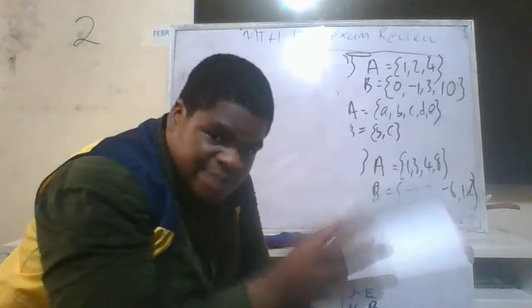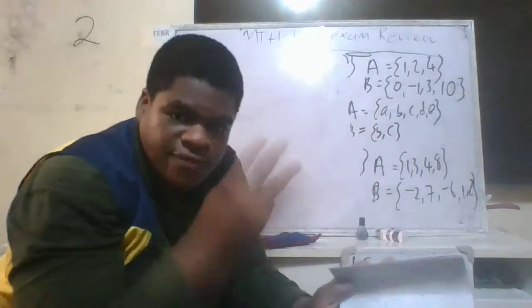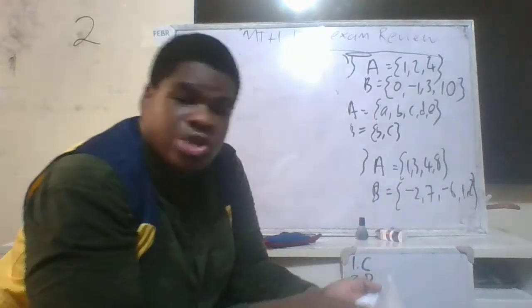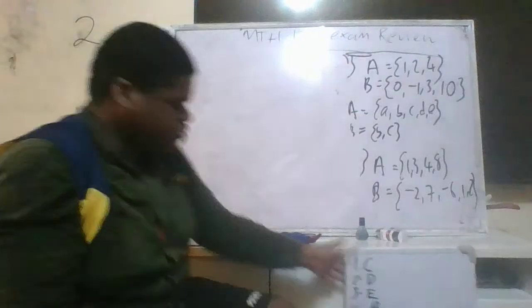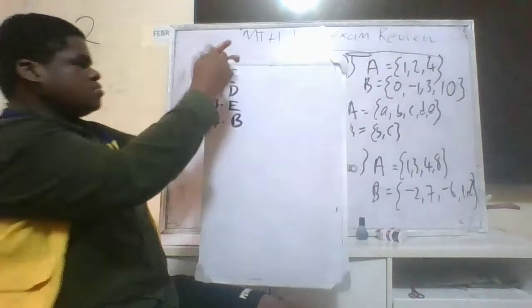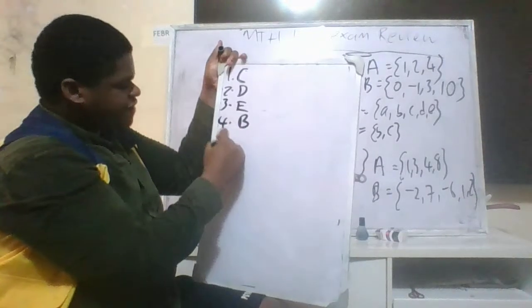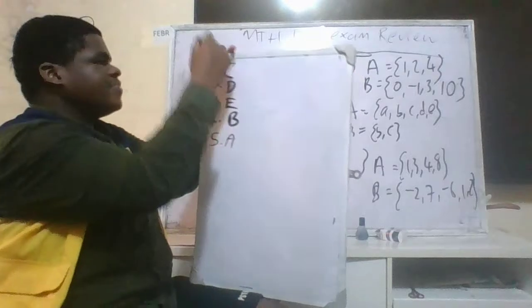But that whole set B is your codomain: 1, 2, 3, 4, and 5. So your answer is option A. Question 5 is option A.